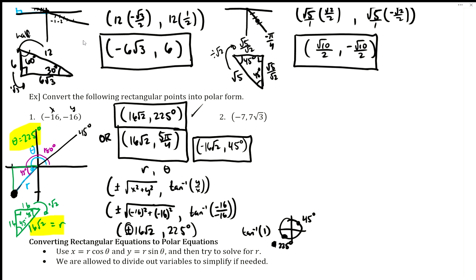Okay, and this one again, we can convert to radians if we wanted to. Okay, so the answer is not unique on these. However, usually we prefer a radius that's positive with an angle that's on the unit circle from 0 to 2 pi. All right, anyway, let's try this number 2 now.